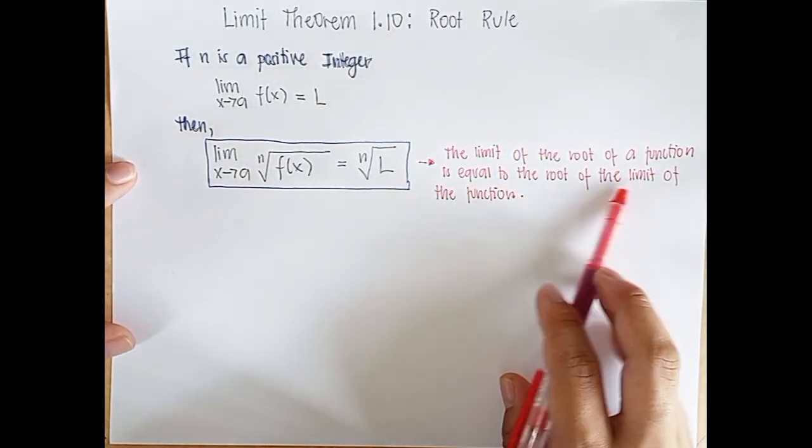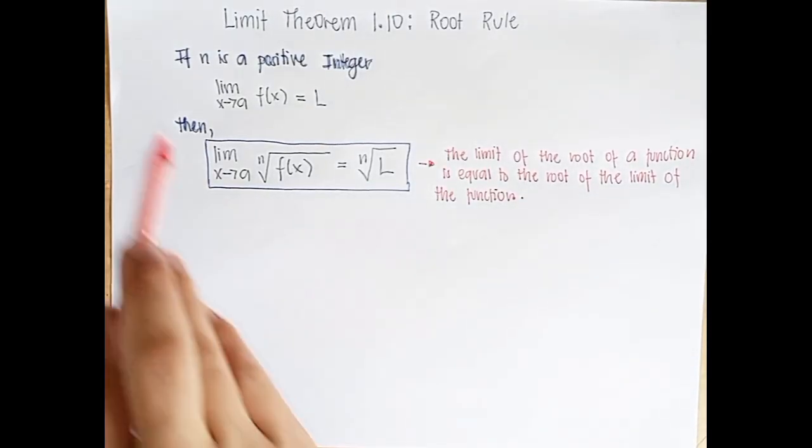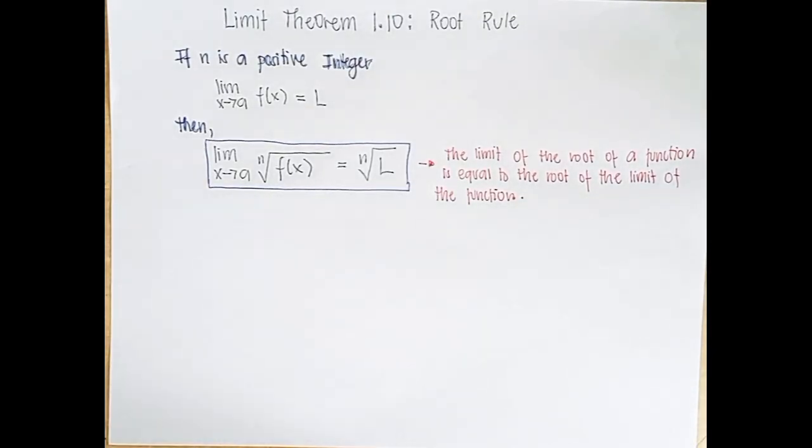So, the important conditions for the root rule: the limit of f(x) must exist, and the root must be defined. For even roots, like square roots, the expression under the root must be non-negative, or greater than or equal to 0. For odd roots, like cube roots, you can take roots of negative numbers, so it is always defined for real numbers.